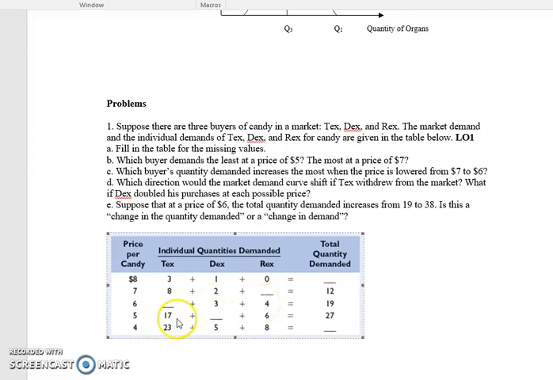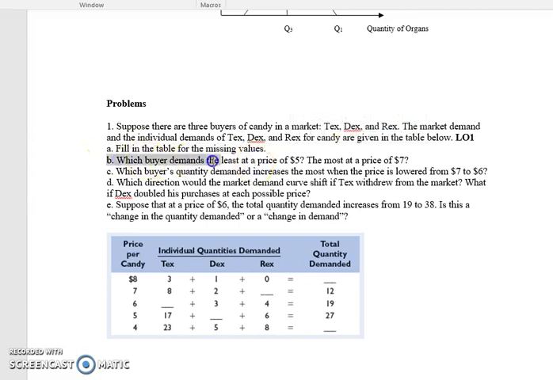In a similar way we can find out the demand by Rex at the next price, and then in the last row, the price of candy is $4. Tex will buy 23, Dex will buy 5, Rex will buy 8. So add all of them together and we get the total. This is how we fill up the table, and this is the answer for part A.